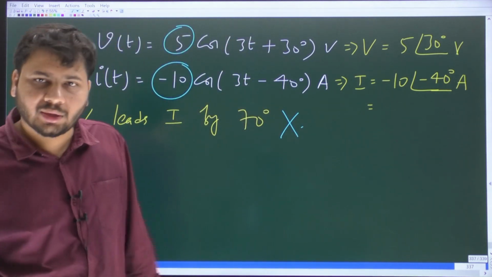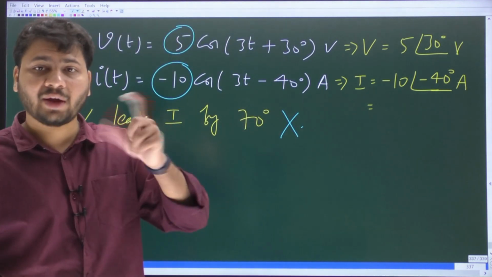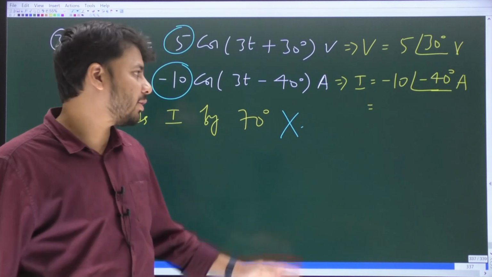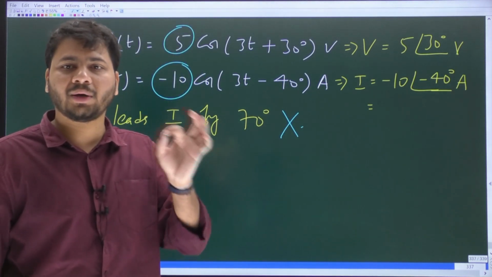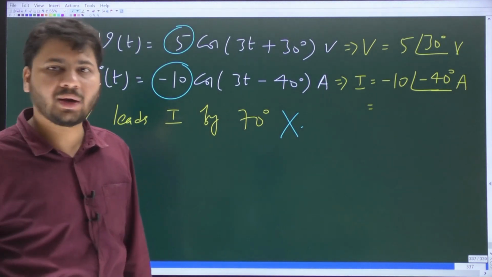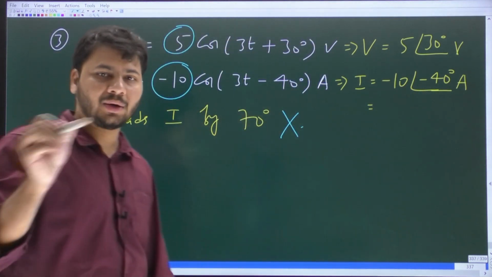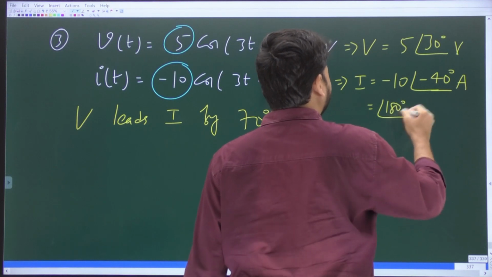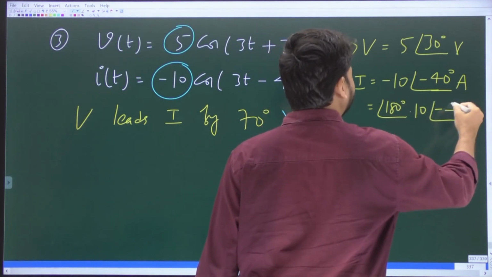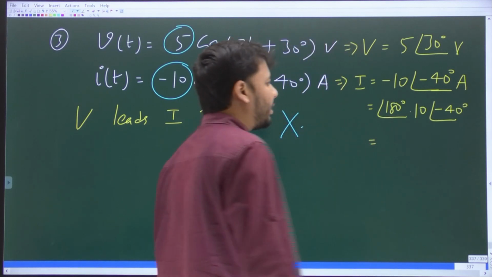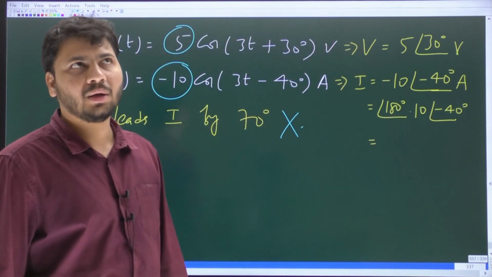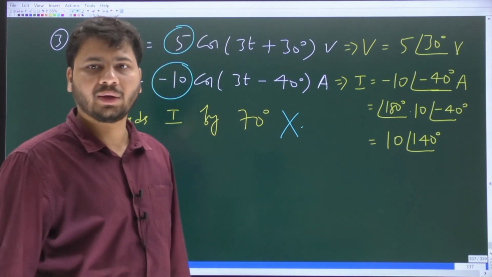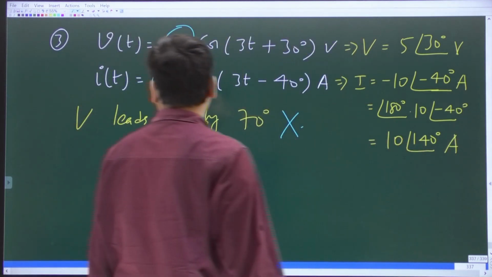Well, if you represent the phasor in polar form, always the magnitude has got to be positive. But right now the magnitude is minus 10, which is not positive. First of all, that minus 10 is the same as minus 1 into 10, where that minus 1 is the same as angle 180 degrees. So angle 180 degrees times 10 times angle minus 40 degrees. Angle 180 degrees into angle minus 40 degrees is angle 140 degrees. So 10 at an angle 140 degrees amperes. That's all.